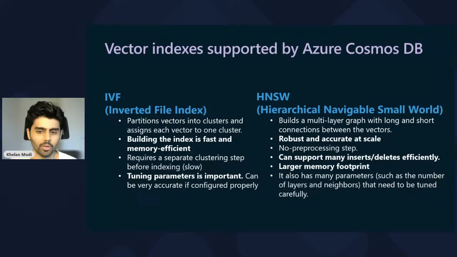Additionally, we also have HNSW, which is a hierarchical navigable small world. I know it's a long word. It's built on a multi-layer graph with short and long connections between the vectors. And so HNSW tends to be more robust and has high performance in terms of queries per second, or vector search per second. And it's quite accurate when it comes to a large data set, like trillions of data. And it is relatively more robust when compared to IVF.